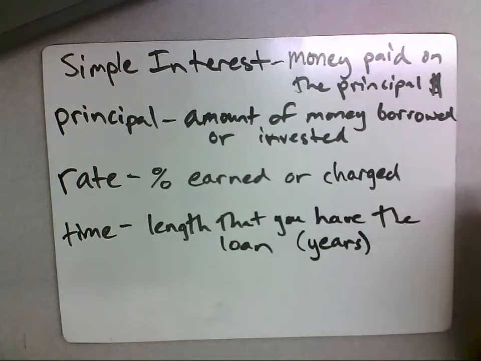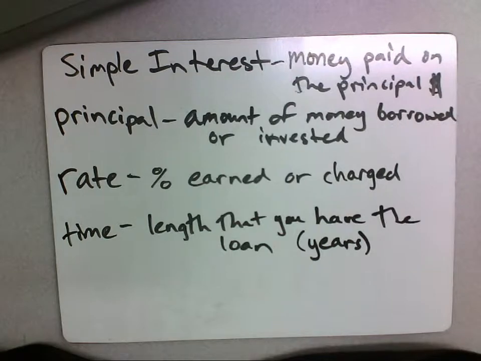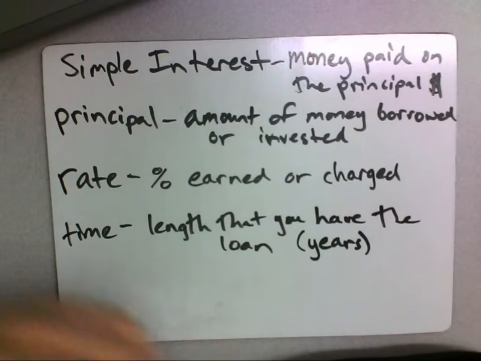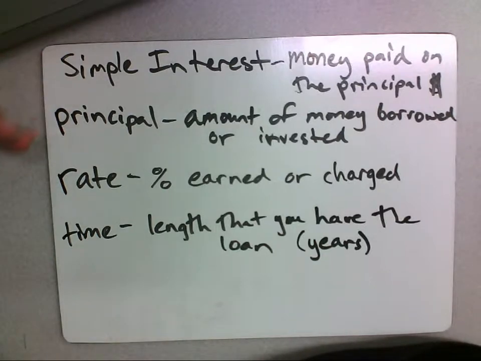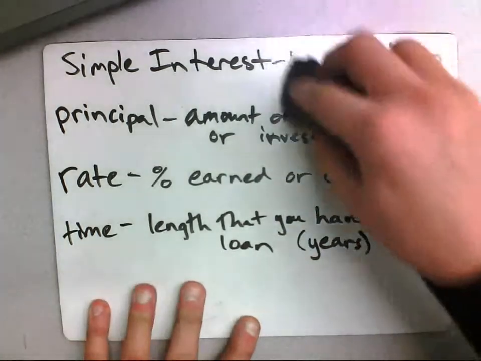Seems like a lot of writing. I don't know why I'm writing. Honestly, the main thing you need to understand is I'm going to give you a formula, and you're going to need to learn how to identify what is each amount in a word problem, and where do I put it into the formula? So let's give you the simple interest formula.